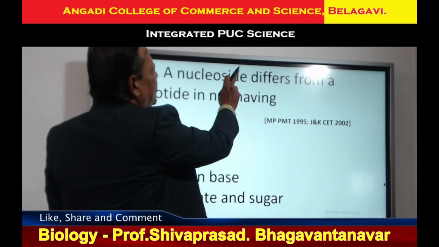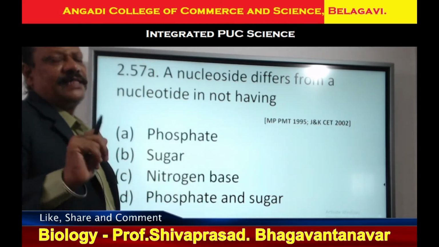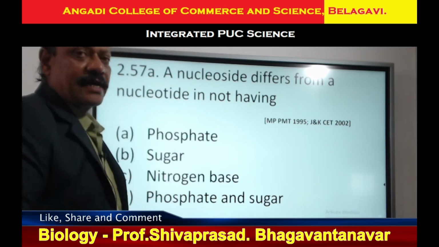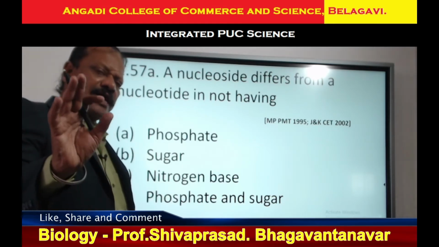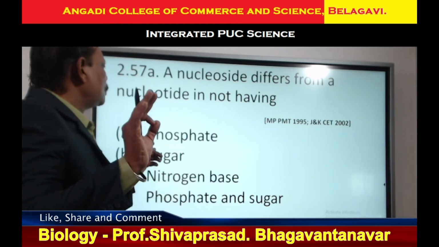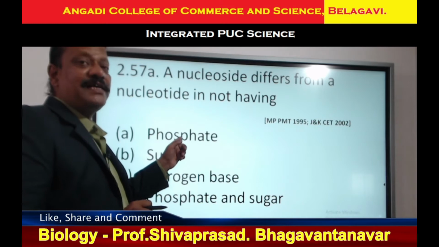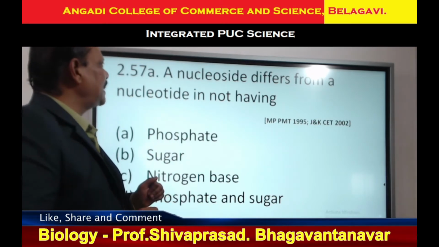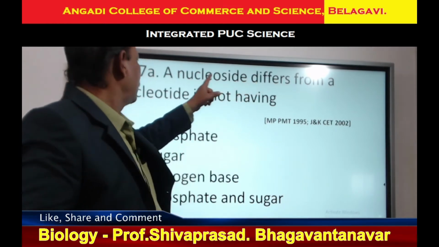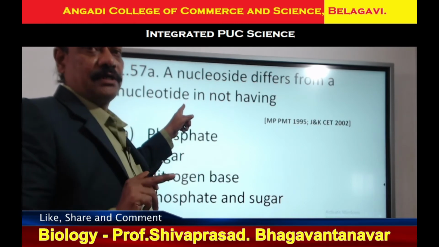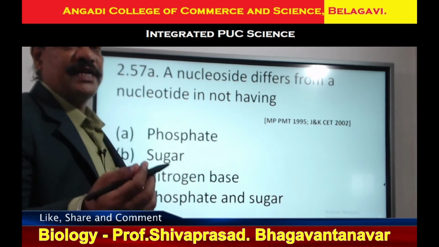What is the question here? A nucleoside differs from a nucleotide in not having. What they are not having? They ask nucleoside and nucleotide. So here they are not having phosphate. Okay, pentose sugar, nitrogenous base, and also the sugar will be found in both the cases. But here the phosphate differs in both the cases. So as a result, nucleoside is having a phosphate, sugar phosphate, but nucleotide is having only sugar. So as a result, phosphate is the right answer here. We are going to the next question.